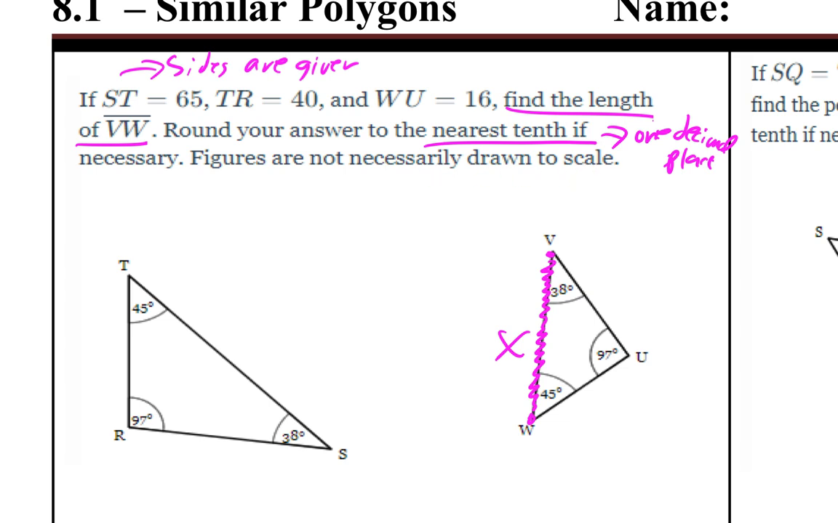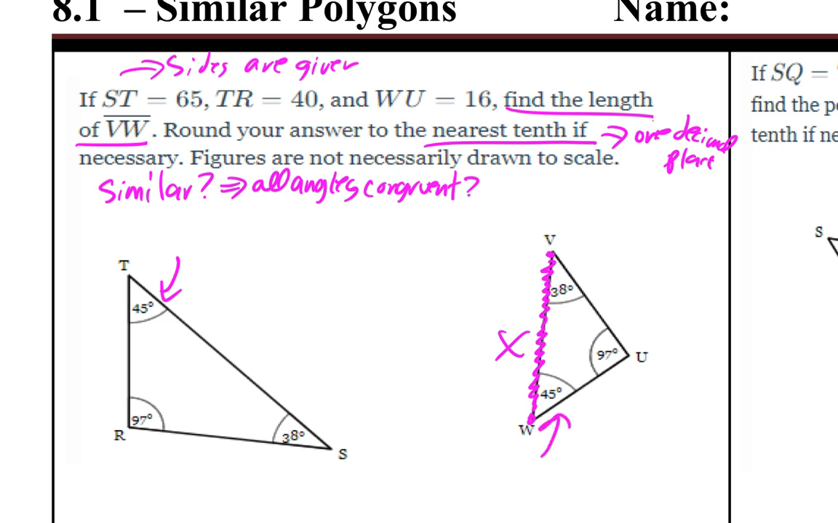But what else do we know? Well, 45, 97, and 38, are these similar? If they're similar, then we can do proportions, right? So what would similar mean? If it's similar, that means all angles have to be congruent. So that's what we're going to ask ourselves. This one's 45, this one's 45. This one's 97, this one's 97. We already said if 2 are, then the third has to be. Let's look. That's 38. That is 38 as well.